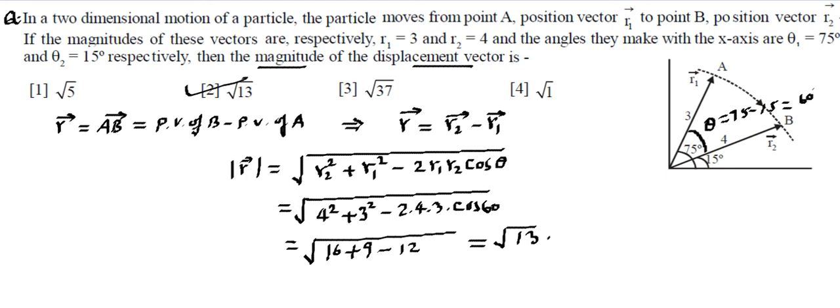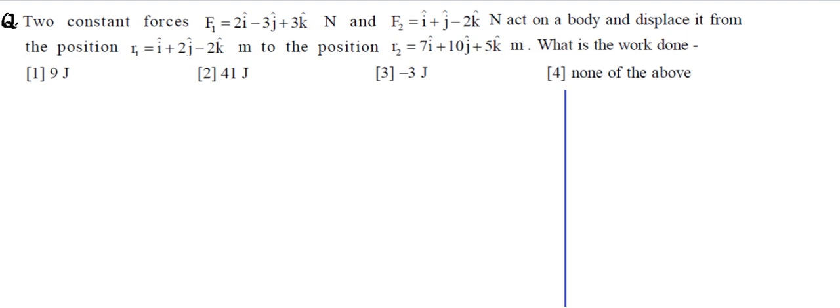Now we can move to our next question. Here is the next problem. It says two constant forces F1 and F2 act on a body that displaces it from position 1 to position 2. Work done is... Now here some physics concepts are involved. Work done, later on we will be learning in detail what the work done is.